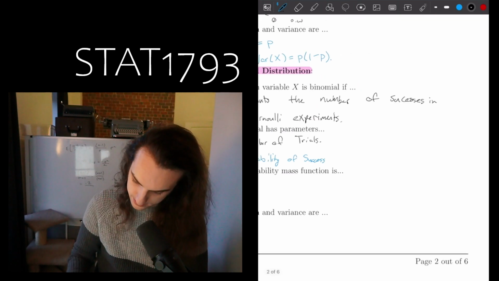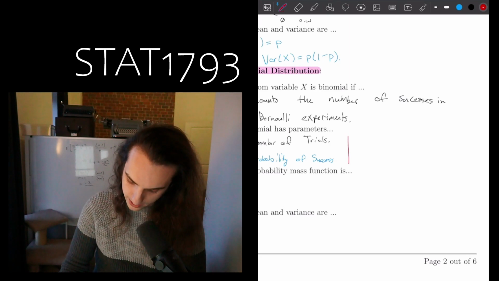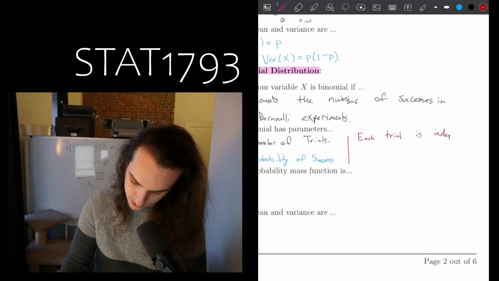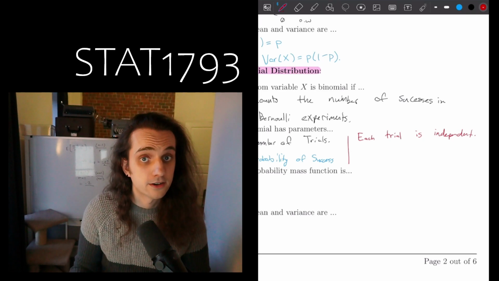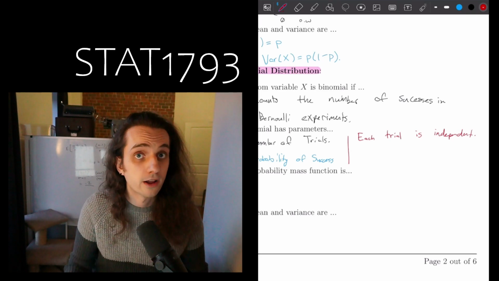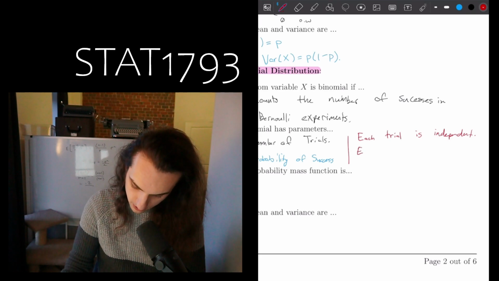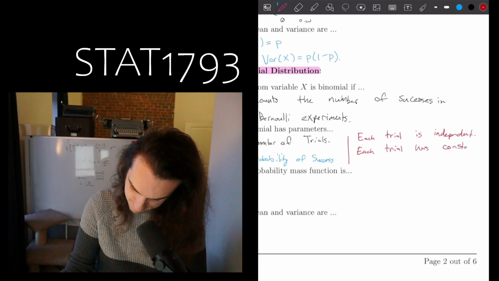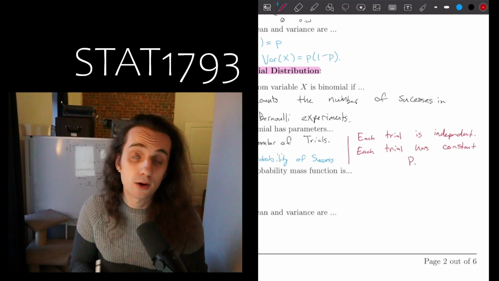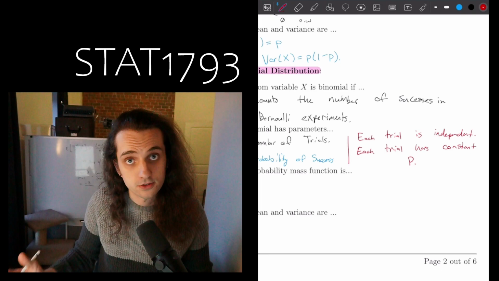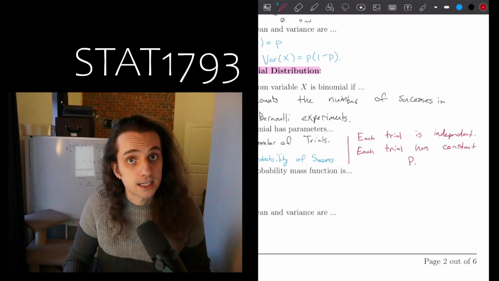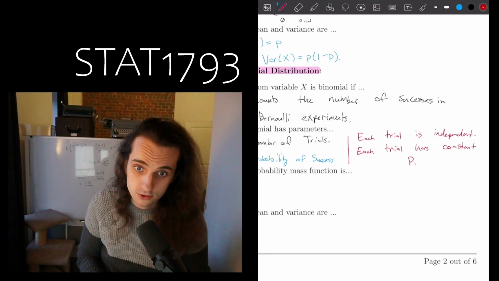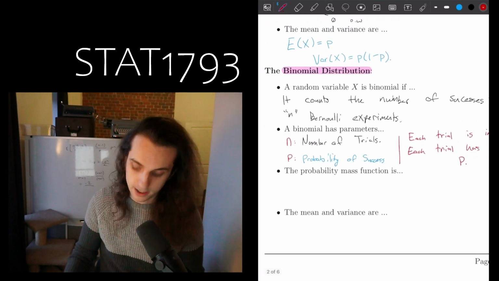Now, something that's critically important here is that we need each trial to be independent. In particular, if you're flipping a coin, it doesn't matter if you've flipped the coin 10 times already. Each trial is going to be independent, and we need each trial to have constant probability of success. So you can't be changing out which coin you're flipping here. P has to stay constant across all of the different experiments you're running, and there can't be any influence between these different experiments. If either of those two things is violated, then you wouldn't have a binomial distribution. So those are critical assumptions for the binomial.